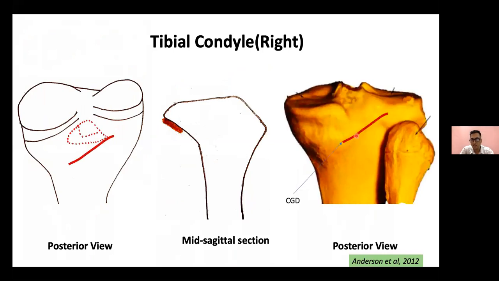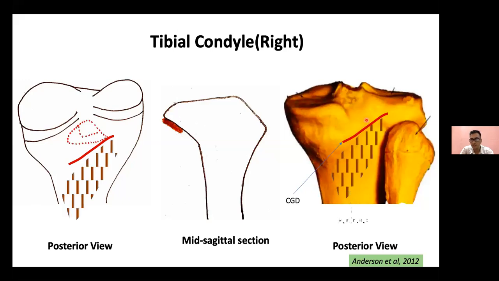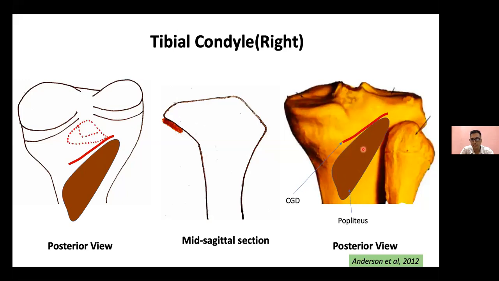And this is the champagne glass drop-off. And slightly superiorly and anteriorly is, inferiorly is the popliteus muscle, and superiorly and anteriorly is the bundle ridge. This is called bundle ridge here.